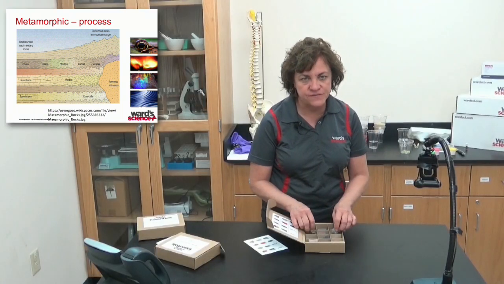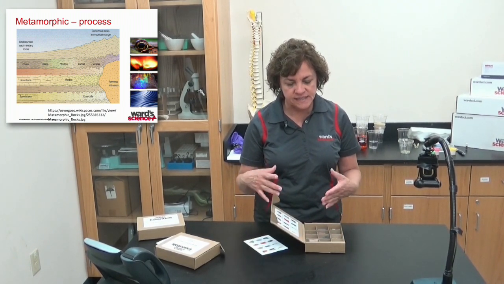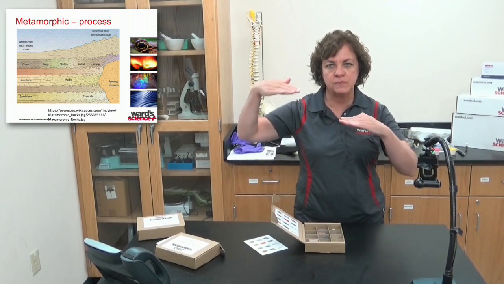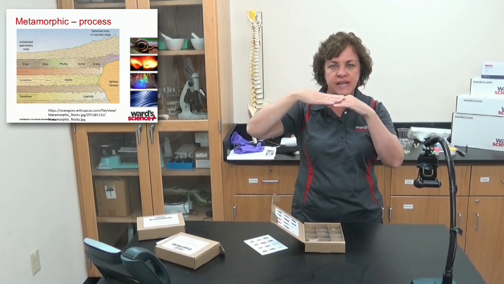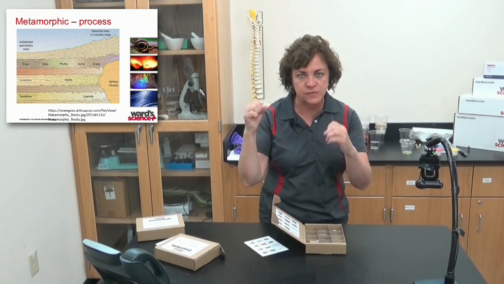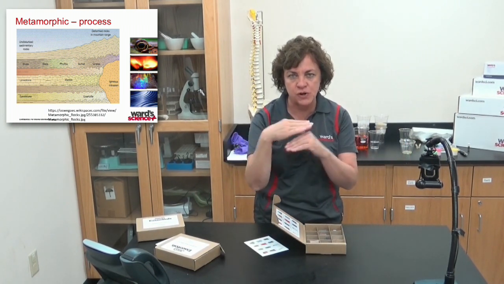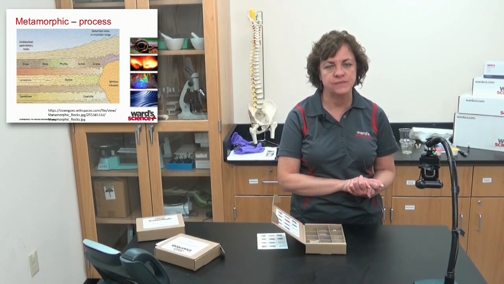A good place to find metamorphic rocks is where the temperature and pressure are, which is where the tectonic plates are rubbing against each other. That's where you're going to find a lot of metamorphic rocks. The pressure of those plates moving and the temperature caused by them moving causes that process to occur.